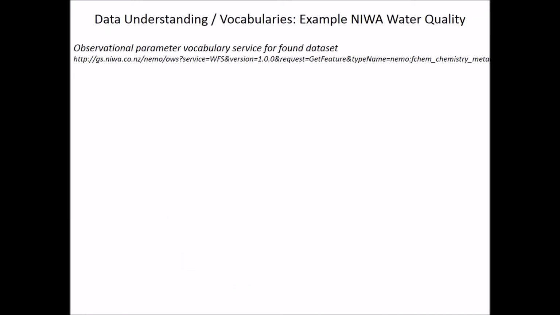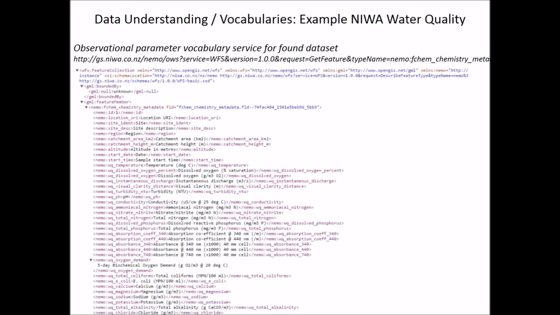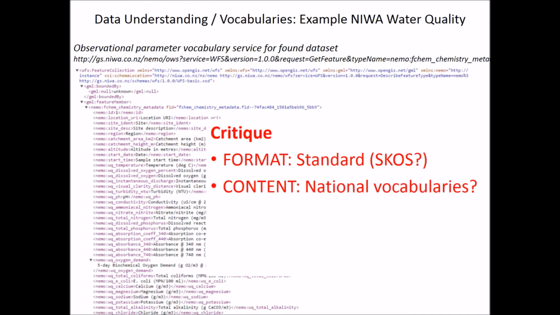Let's look at the last part of data sharing, at data understanding. As part of the catalog service, we specified a vocabulary service for explaining the parameters, and this is this URL, which again uses the web feature service as a communication protocol, and you get this response, which for each of the XML constructs which we saw in the data service provides a simple term which explains what the parameter means. Now, while this is quite nice, it doesn't follow an appropriate standard.